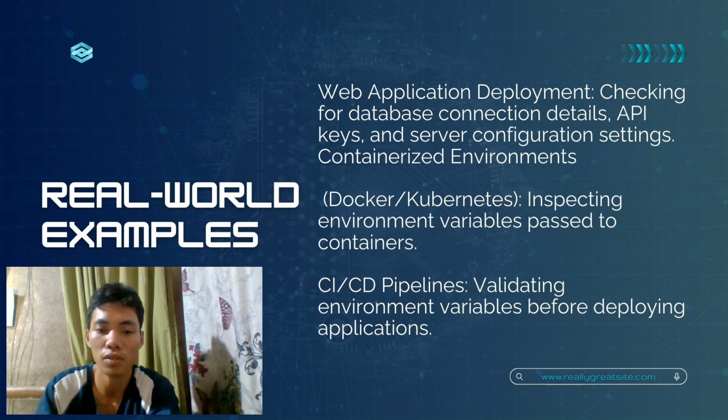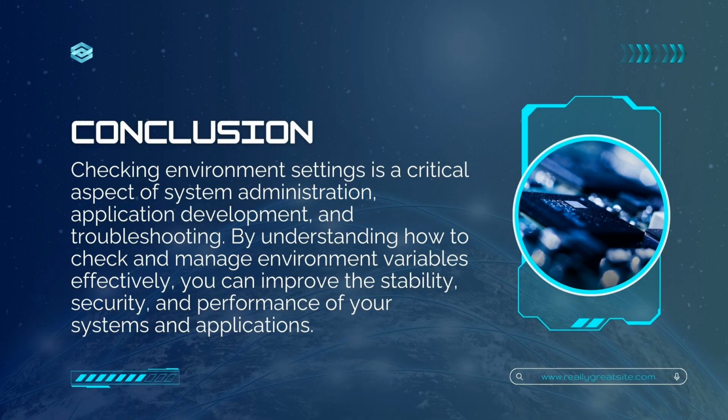So that's all. Conclusion. Checking environment settings is a critical aspect of system administration, application development, and troubleshooting. By understanding how to check and manage environment variables effectively, we can improve the stability, security, and performance of our systems and applications. So it is very crucial that we understand how to check and manage environment variables so that it is secure, and the performance is also good.